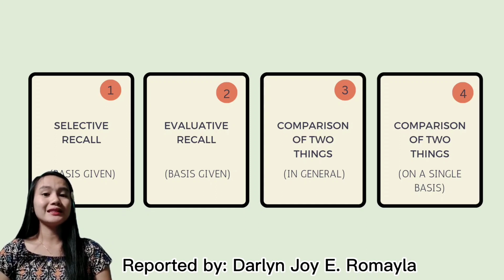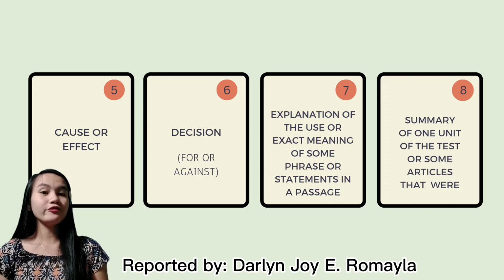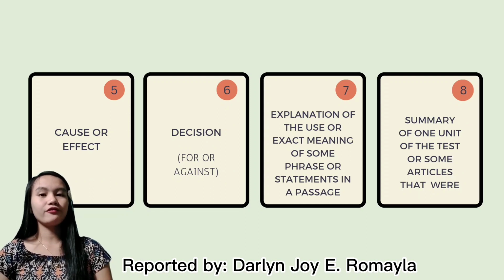One example of this is to compare the contributions made by Dalton and Bohr to atomic theory. In this, the particular basis we use is the atomic theory. There are actually a lot of atomic theories, but we only focus on Dalton and Bohr, which made this a single basis. So the fifth one is cause and effect.